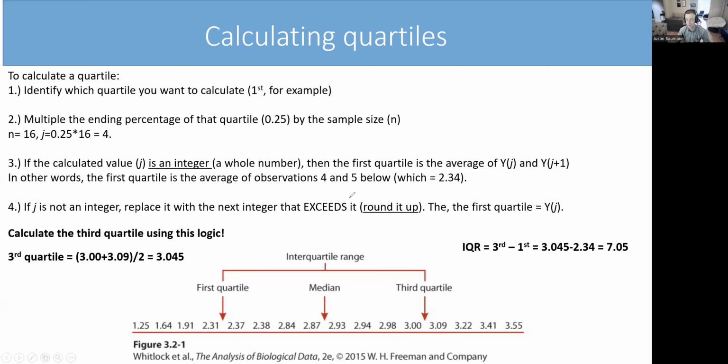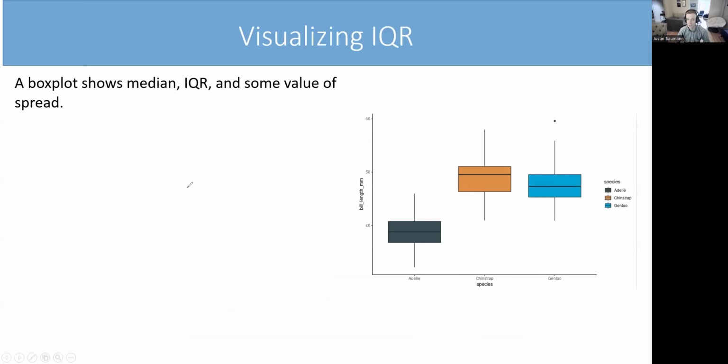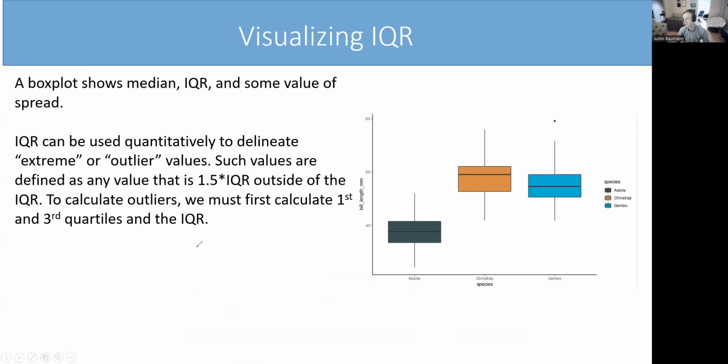A box plot again does this for you automatically. You don't have to do any math. The box plot just makes it. So here's your box plot and a visualization of the interquartile range. Interquartile range is really great. It can be used quantitatively to delineate something called extreme or outlier values.